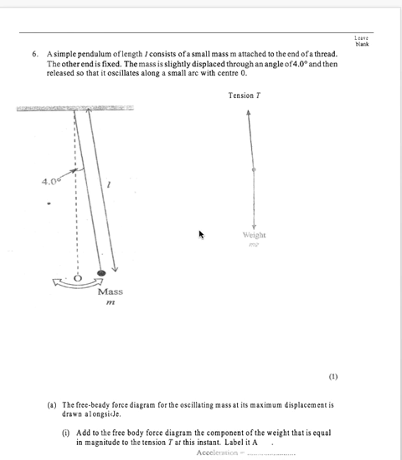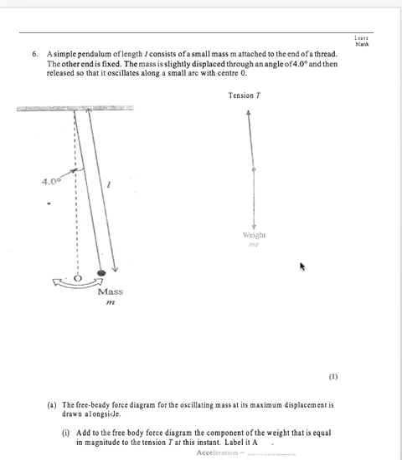The mass is slightly displaced through an angle of 4.0 degrees, so there's your small oscillation, and then released so that it oscillates along a small arc with center O. So here's O. Here's my string length L, here's my mass M, and it's swinging through an angle of 4 degrees. The free body force diagram for the oscillating mass at its maximum displacement is drawn alongside. So here's where we are in terms of forces when we're out here.